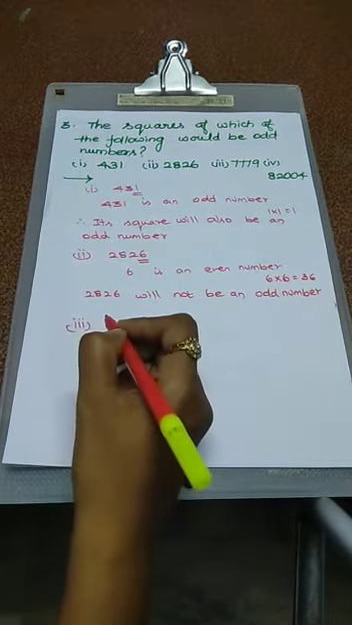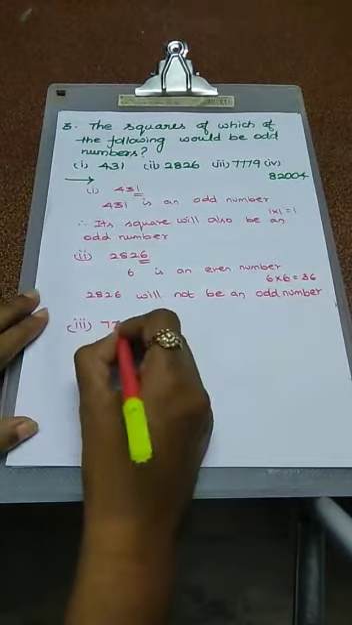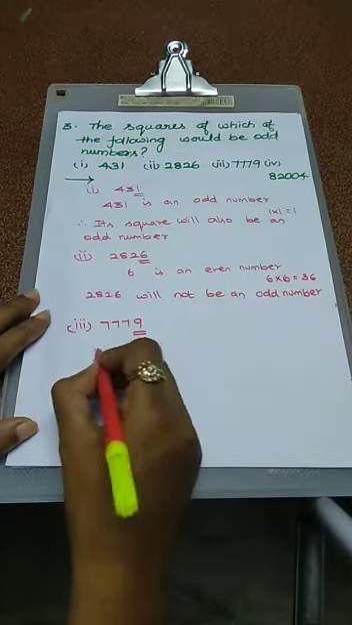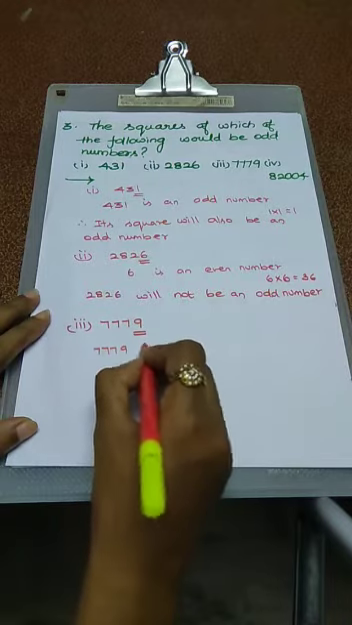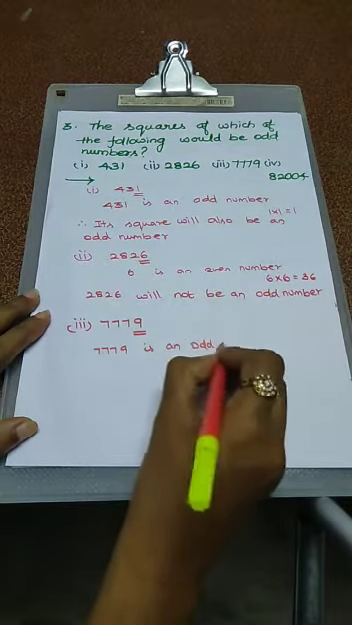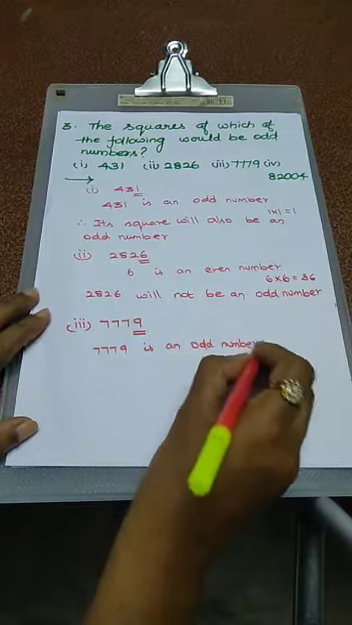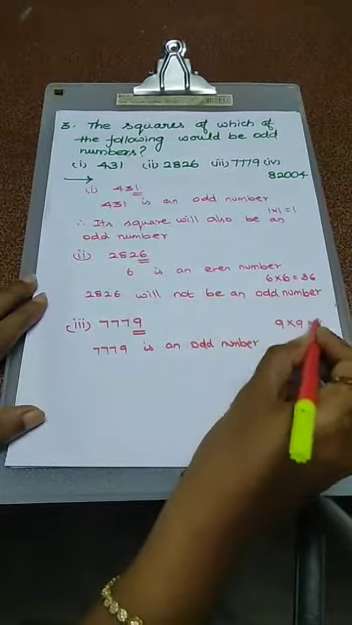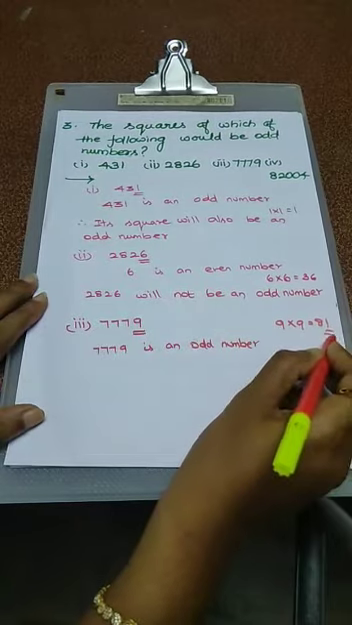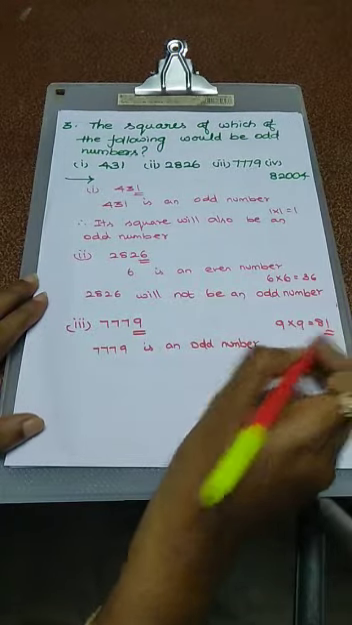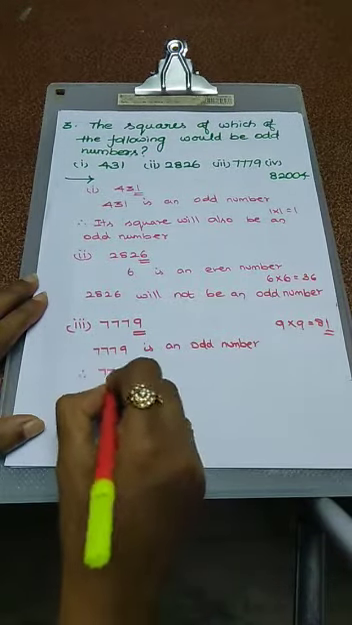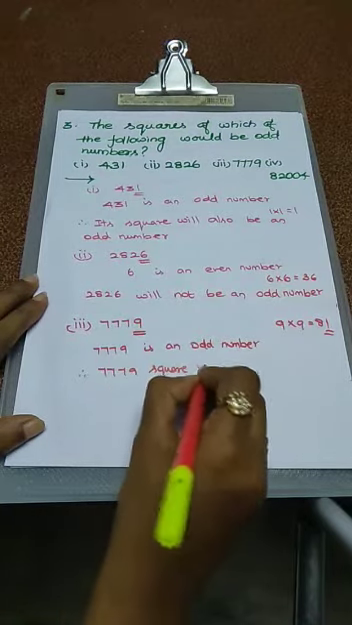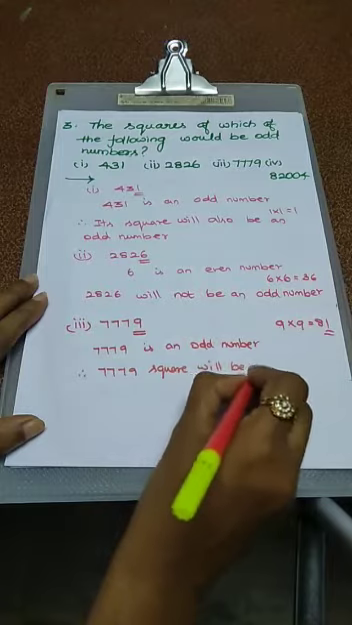And the third subdivision, 7779. The ending number is an odd number, so 7779 is an odd number. What is our unit place value? That is 9. So 9 into 9 is 81. It also ends with the number 1. It is an odd number. So 7779 square will be an odd number.